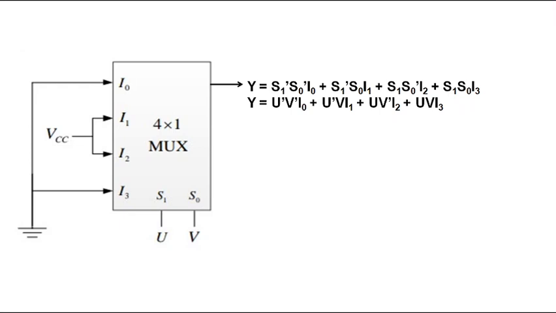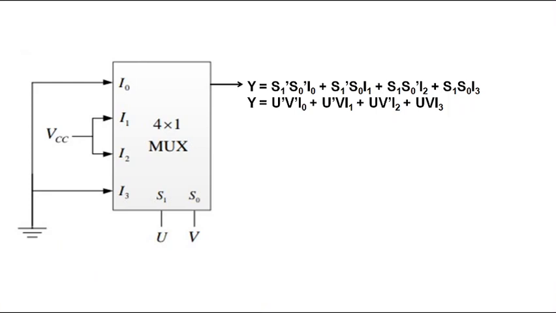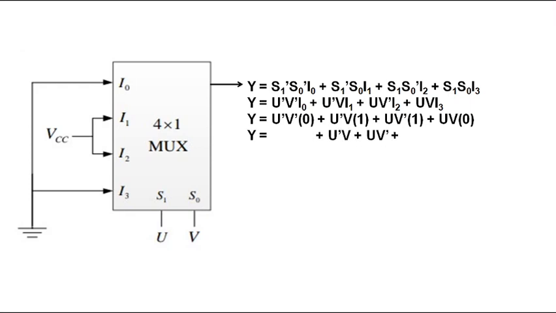Now what is the next step? We need to replace the input lines also with the given values. From the circuit you can see I0, I3 are connected to ground. That means I0 and I3 variable values are 0. I1 and I2 are connected to VCC, supply voltage. That means I1, I2 values are equal to 1. So just substitute those values in the Boolean expression. Wherever 0 is there, that product term will be eliminated, and wherever 1 is there, that term will be considered. So now what is the y expression?